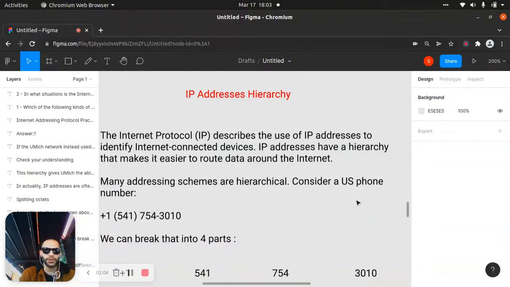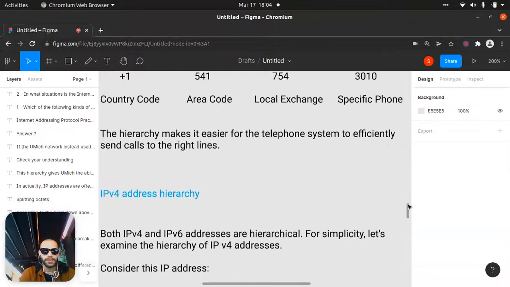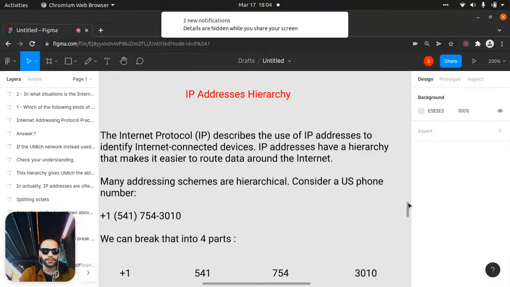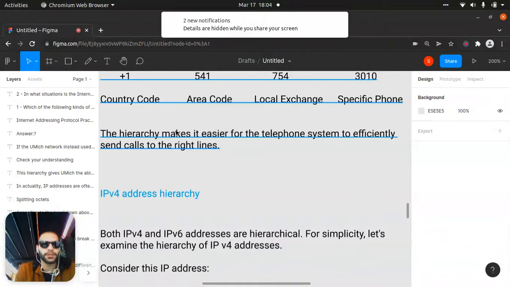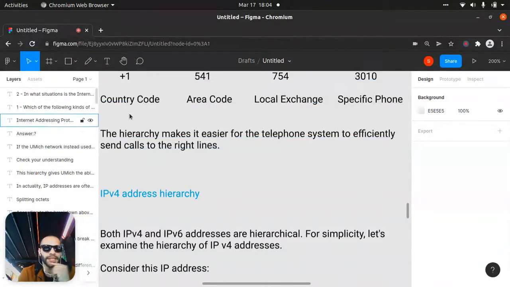Consider a US phone number, like +1, then 541, and 754, and 3010. We can break that into four parts. Let's take it from left to right. I will go a little slow. +1 is the country code.